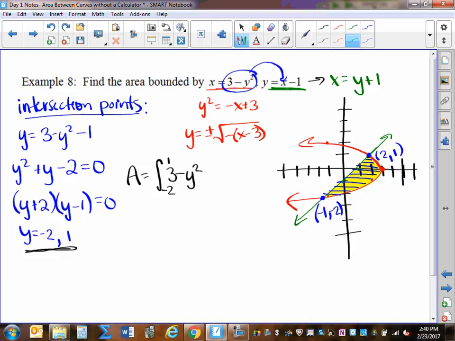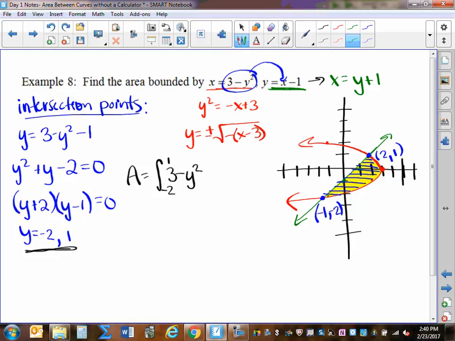Yes, Marcus. Why are the bounds what? -2? It's my y values. It's the y values of your intersection points. If you did what I did, I wrote my intersection points wrong. So your y values are -2 and 1. Does that make sense? Okay.